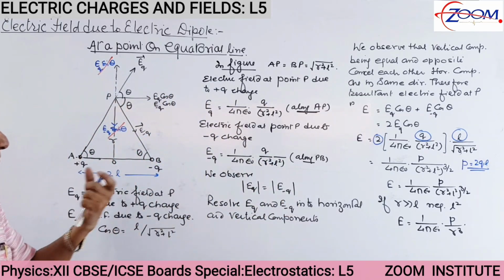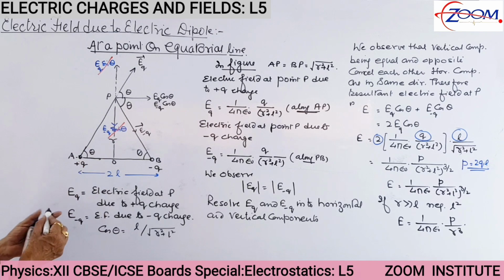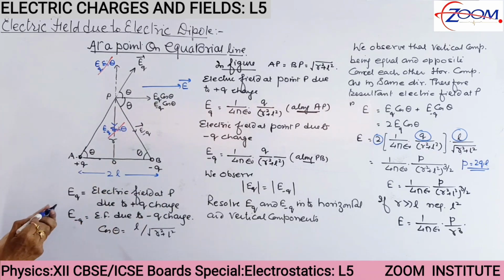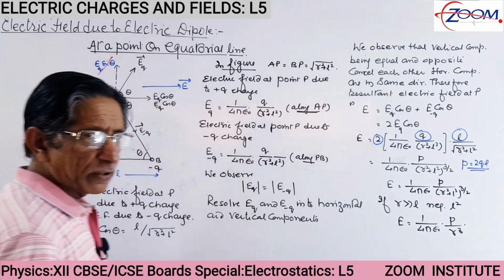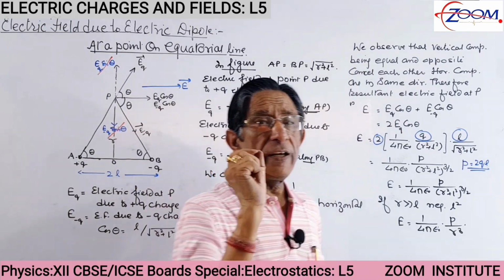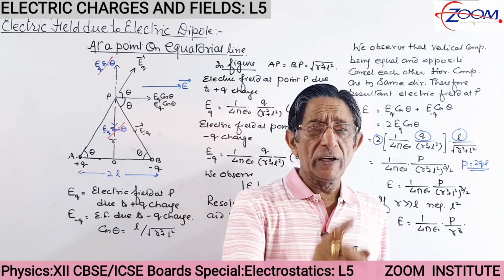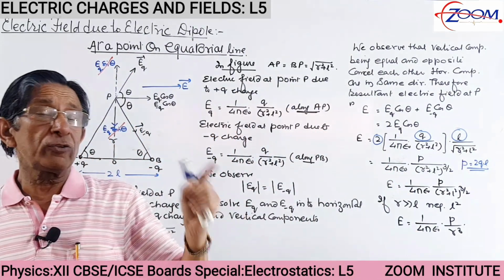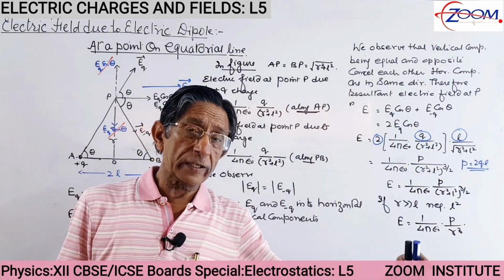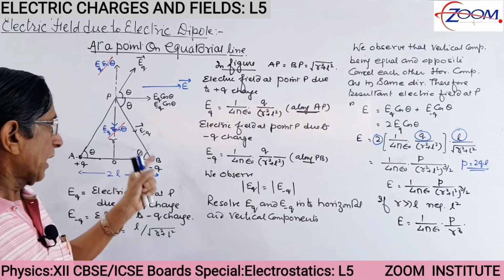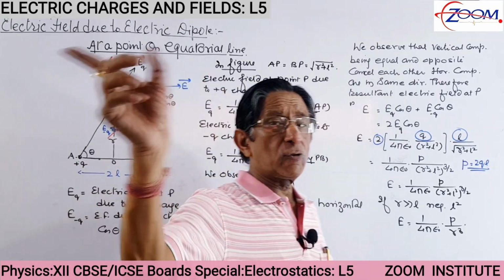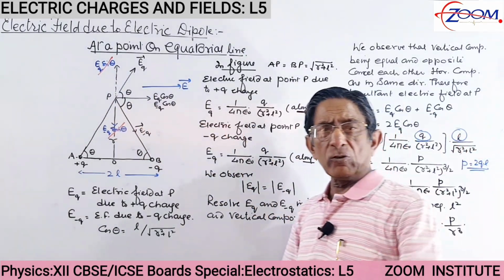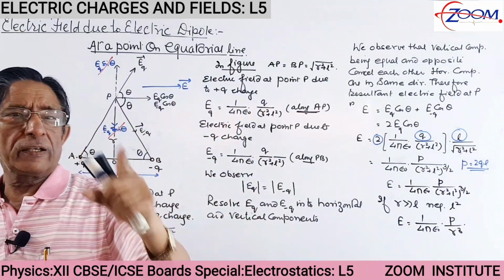Now first let us know the direction of this electric field. You see, the direction of the resultant electric field is this one, from positive to negative charge. So dear students, in case of electric dipole, the electric field at a point on equatorial line is from positive to negative charge, or in other words it is anti-parallel to electric dipole moment, because electric dipole moment is always from negative to positive charge. But here the direction of electric field is from positive to negative charge, so the direction of the electric field is opposite to electric dipole moment.